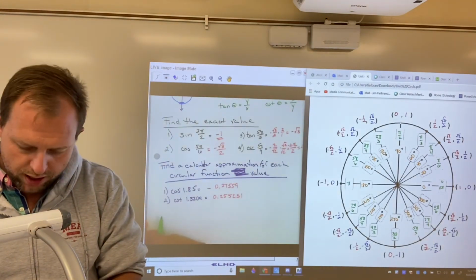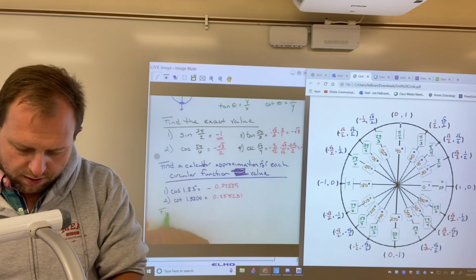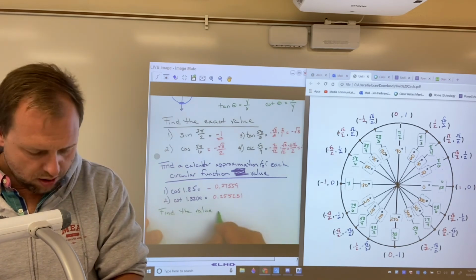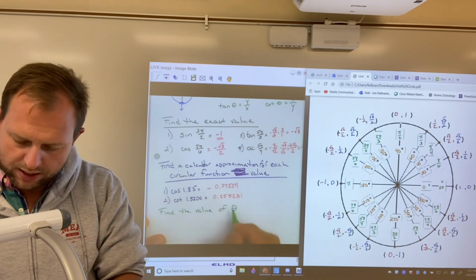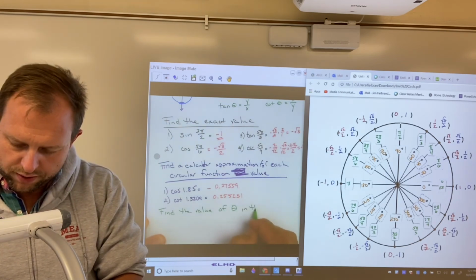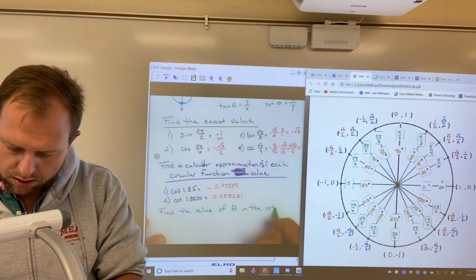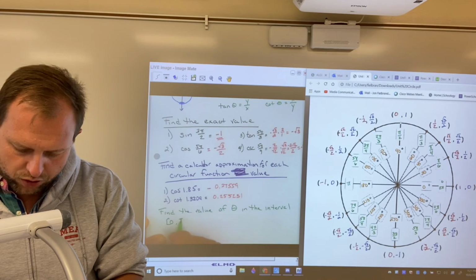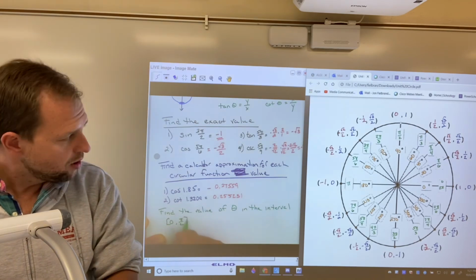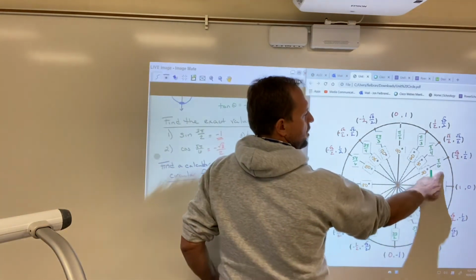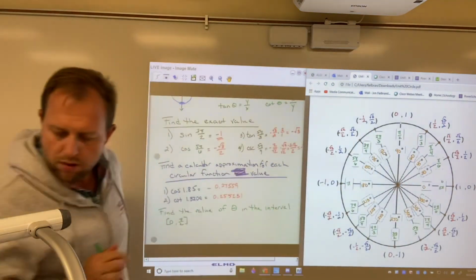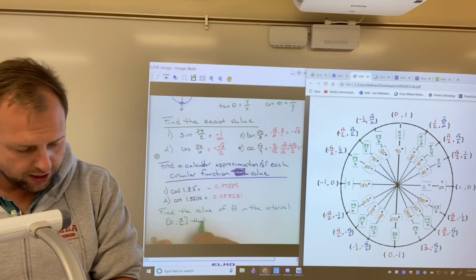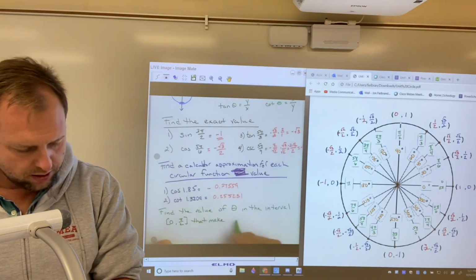Okay, last one. Find the value of theta in the interval 0 to pi over 2, so that means the first quadrant, 0 to pi over 2, that makes the statement true.